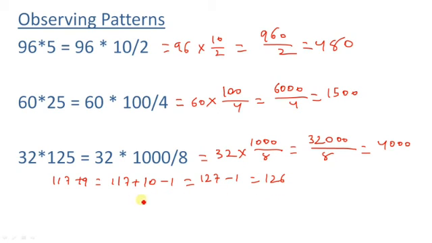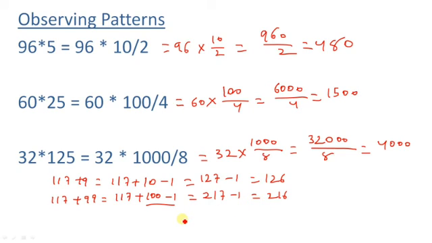Similarly, we have 117 plus 99. So 117 plus 99 can be represented as 117 plus 100 minus 1. 99 can be represented as 100 minus 1. So 117 plus 100 will be 217 minus 1. So the answer will be 216.